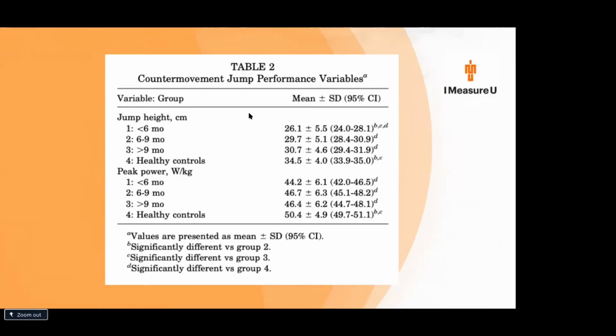The key shows the groups that showed significant difference. In terms of the main findings, it's clear to see here that the jump performance did improve with time after ACLR. However, even at 9 months or greater than 9 months, there was a significant difference between the ACLR groups and the healthy controls. So both jump height and peak power remained lower than those healthy athletes. These guys, regardless of the time period within the parameters measured here, did not recover to a healthy control group level.